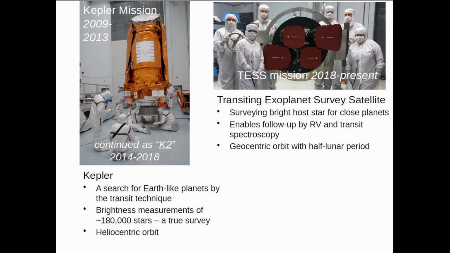Because it's going after very bright host stars, it's good for follow-up in radial velocity, that's RV, and transit spectroscopy to measure the atmospheres of these planets. So I'm not going to go into the follow-up so much in tonight's lecture, but just talk about some of the discoveries from both of these missions. This one is not in orbit around the sun, but it does want to get away from the Earth a bit for thermal stability. So it's in a large orbit around the Earth with half the moon's period.